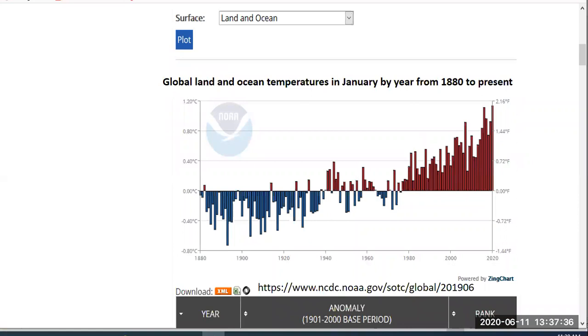So we're getting close to the end of what I want to talk about. I want to leave lots of time for questions. I want to show just a few things here. This is actually showing global land and ocean temperatures, and this is just for the months of January, going from 1880 to the present time. And you can see, especially since about 1980 on, we have had a steady increase of temperature.